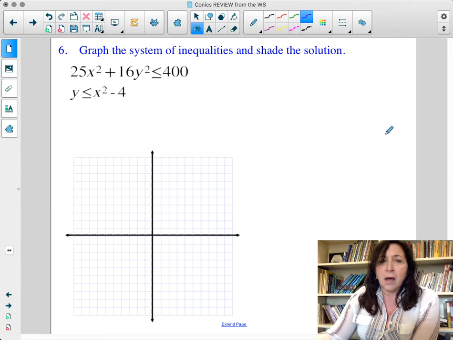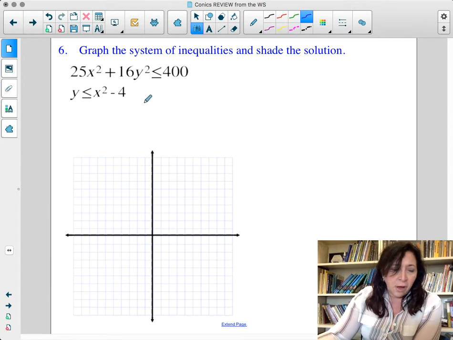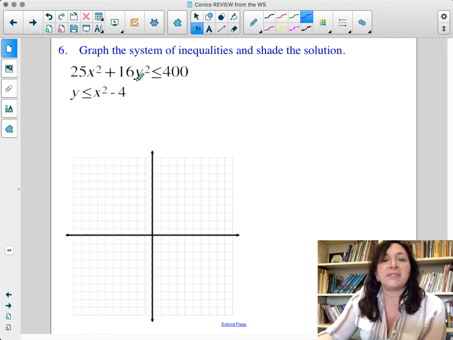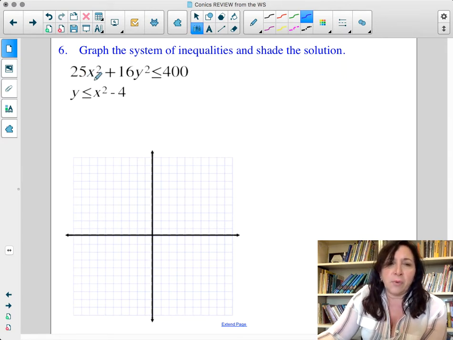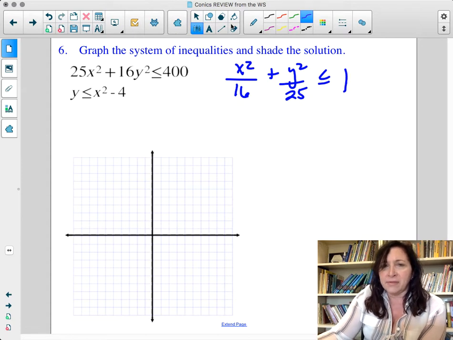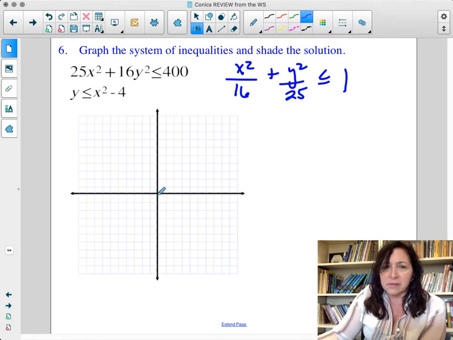Okay. Next graph. Actually, we're not going to have any inequalities on the test. But just for fun, let's just graph this. So we're going to go 25x, I'm going to divide by 400. So I'm going to get x squared over, what's that, 16? Yeah. Plus y squared over 25 is less than or equal to 1. And what that means is that graph right here is an ellipse, center (0, 0).